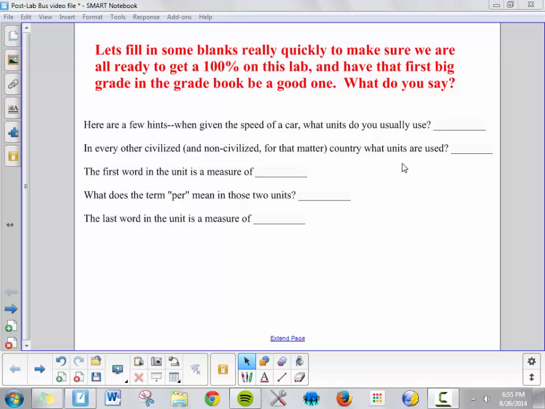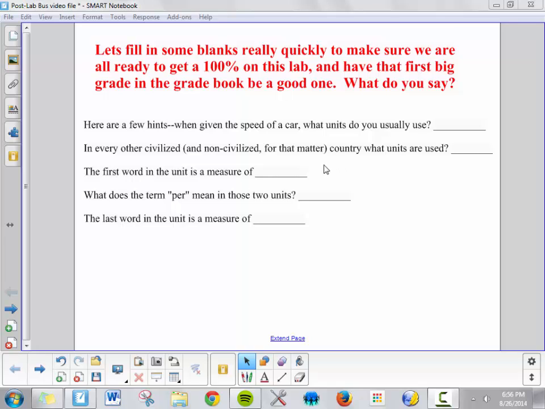So, when given the speed of a car, what units do you usually use? That's, of course, miles per hour. In every other civilized and non-civilized, for that matter, country, what units are used? Well, all you had to do was a quick Google search and you would have found the answer is kilometers per hour. In both of these examples, miles per hour and kilometers per hour, the first word in both of those units is a measure of distance, of course, because kilometers and miles both measure distance.